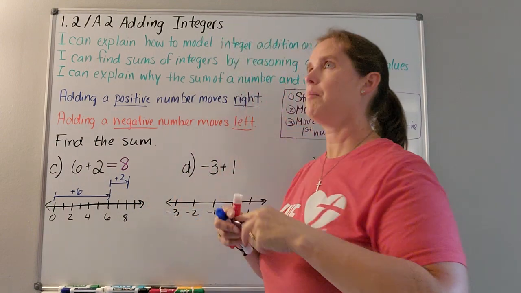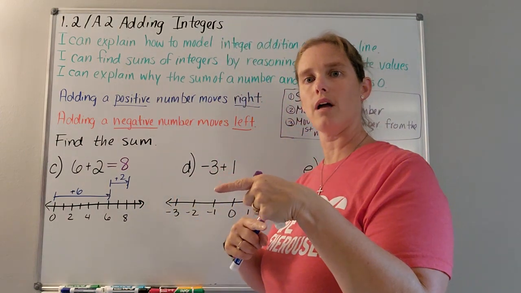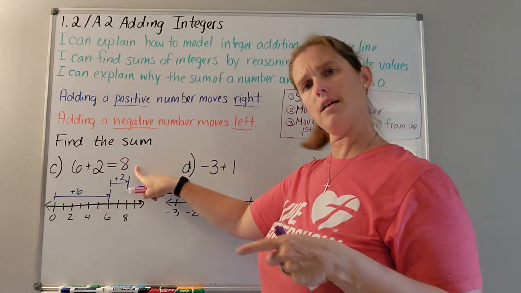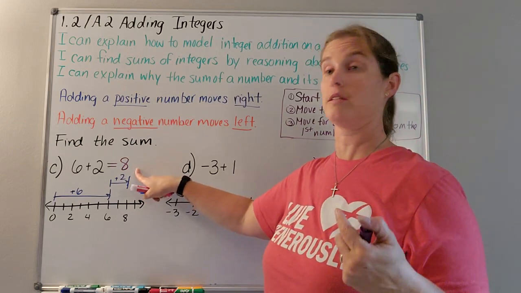So I added 2 opposites before, I got 0. I added 2 negatives, I got a negative number. I added 2 positives, I got a positive. Okay. Maybe we can make some rules for ourselves here.